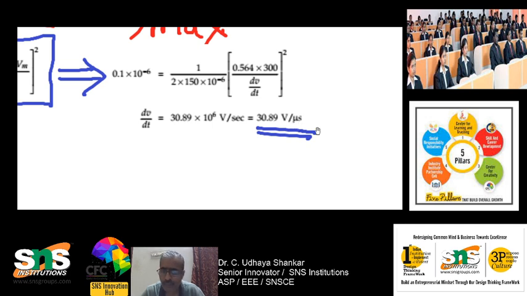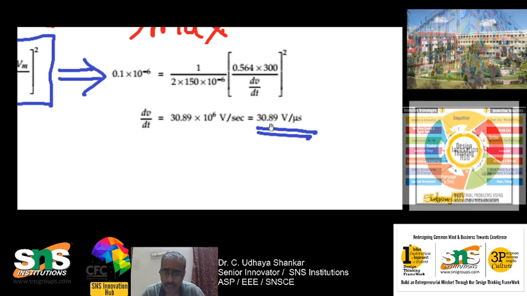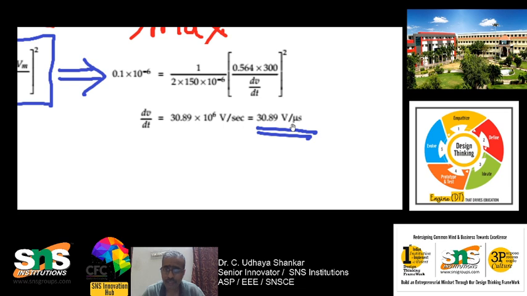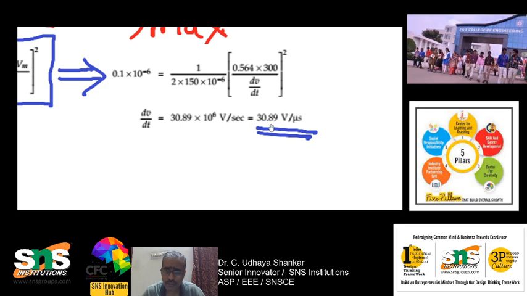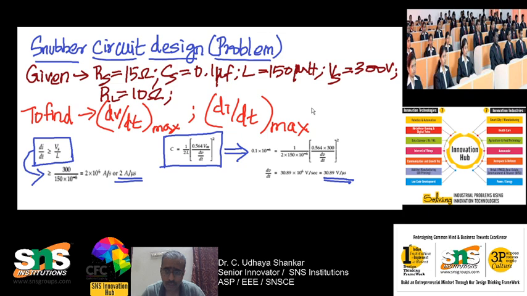So if your circuit is having about 50 volt per microsecond, then what is going to happen is your SCR will get damaged. So always you have to limit the rate of change in voltage to less than 30.89 volt per microsecond. If it is more than this value, then your SCR will be damaged. So in order to avoid that, we have to operate your SCR with a dV by dt less than 30.89 volt per microsecond. So this is what it is all about for the problems related to power electronic circuits.